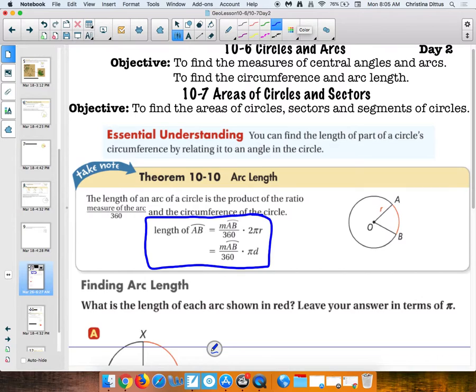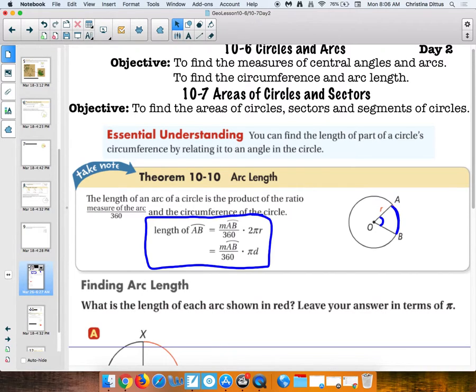But in here. Define arc length, so how long an arc is. All you're going to do is find the measure of the arc, and remember that's the same as our angle from our central angle. So you're going to take your angle measure divided by 360 times either 2 pi r or pi d.